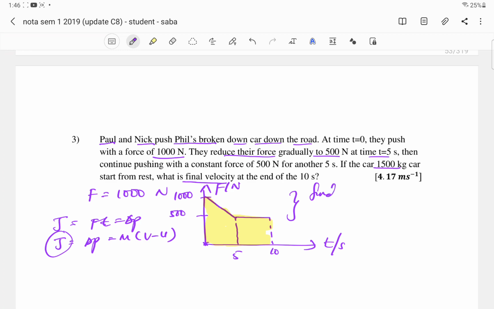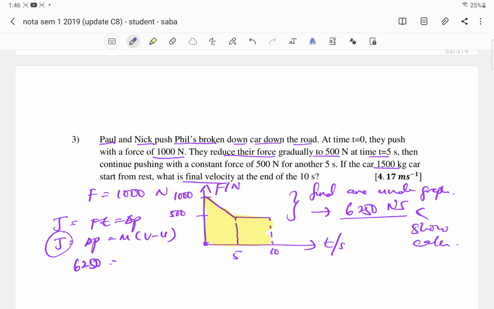Find the area under the graph. Okay, so we have found it. So we get here 6250 Newton second. So show calculation. I won't show it, I'll just show 6250 equals 1500 V minus 0. So V is 4.167 meter per second.